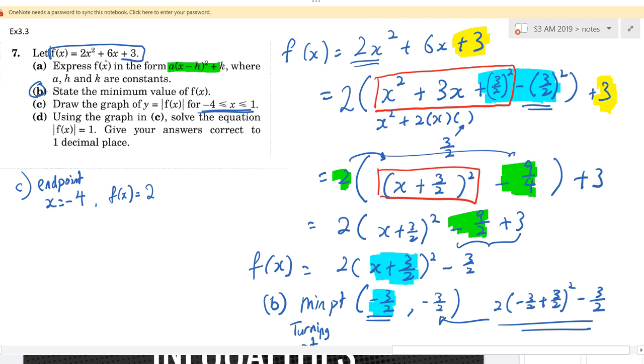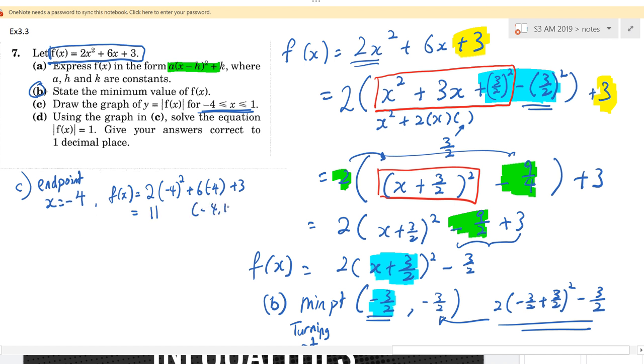2 times negative 4 squared plus 6 times negative 4 plus 3. Can you help me with the calculator? Negative 29. Thank you. Are you sure? 11. So this point is negative 4, 11.